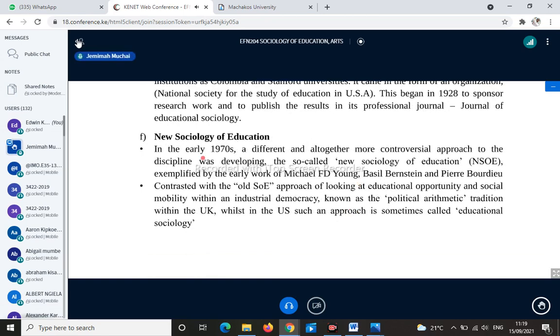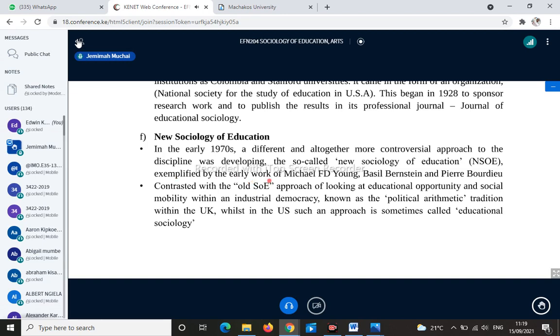We go on to the new sociology of education. In the early 1970s, a different and altogether more controversial approach to the discipline was developing, the so-called new sociology of education, NSOE.